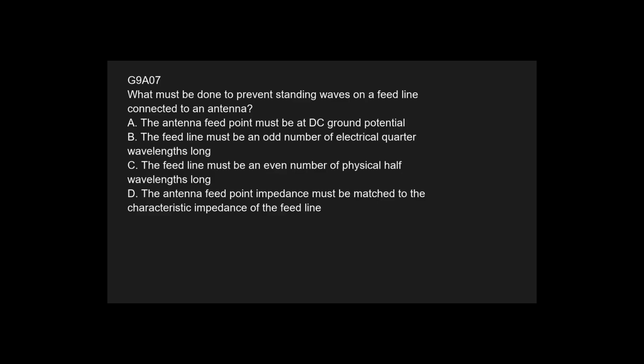Question. What must be done to prevent standing waves on a feed line connected to an antenna? The correct answer is D. The antenna feed point impedance must be matched to the characteristic impedance of the feed line.